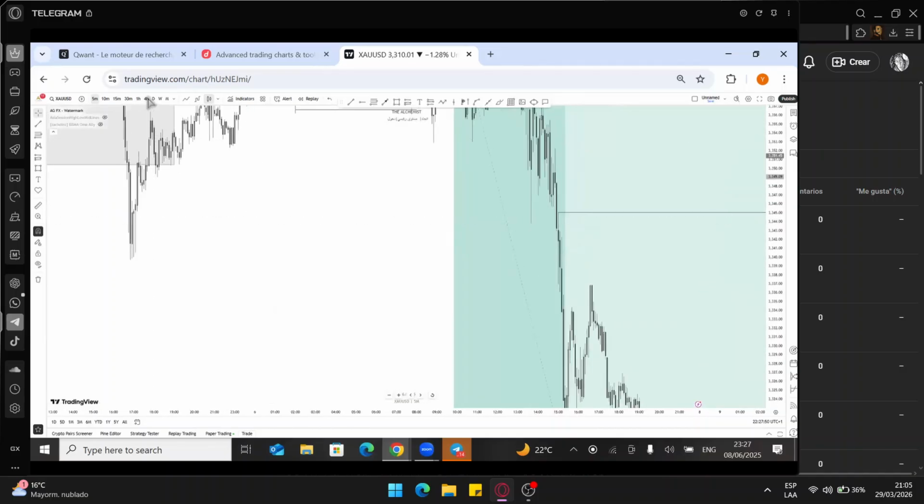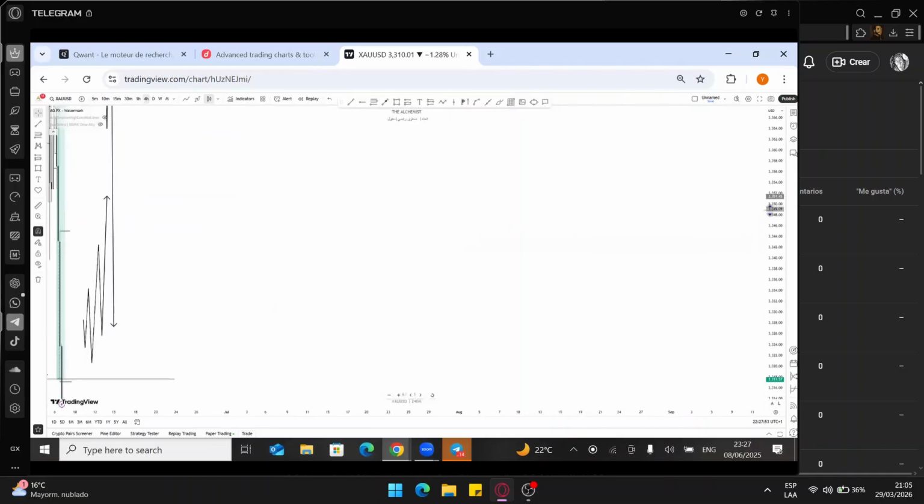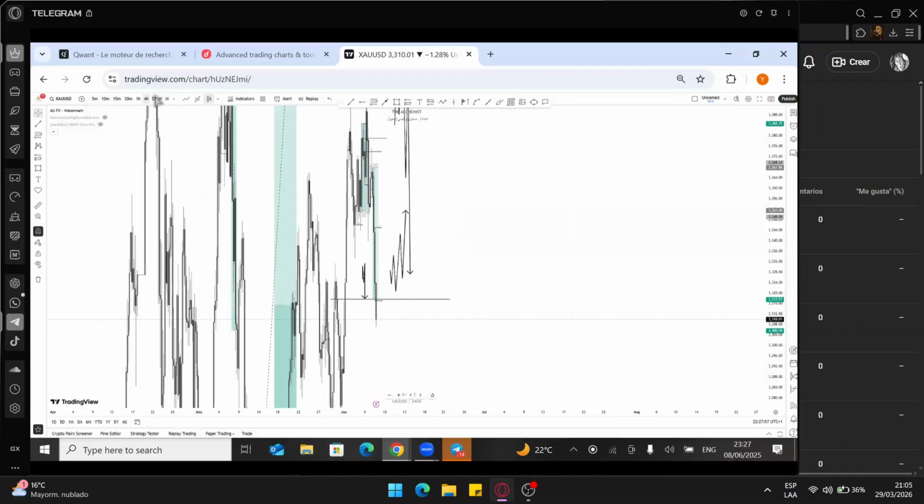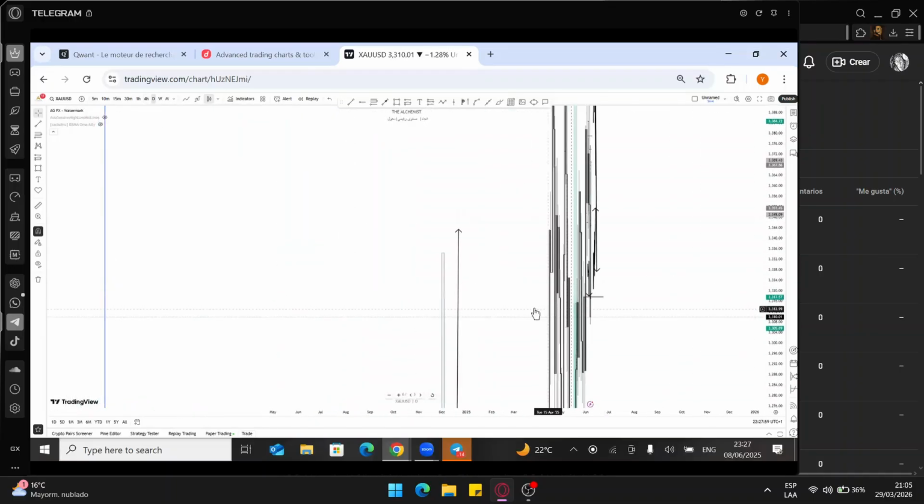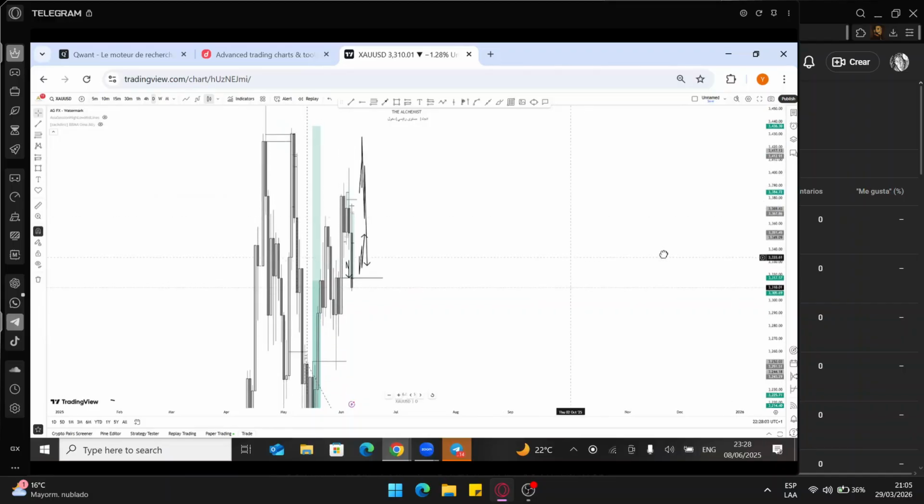And where am I targeting? I think I went back to H4 or daily, and I had to pick this zone right here on the daily time frame.